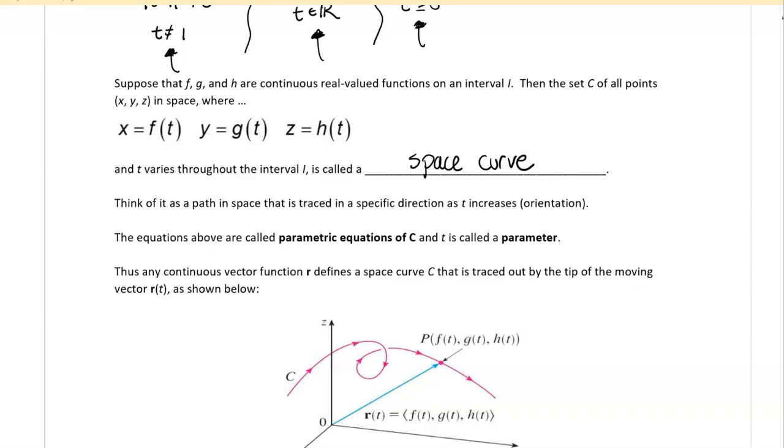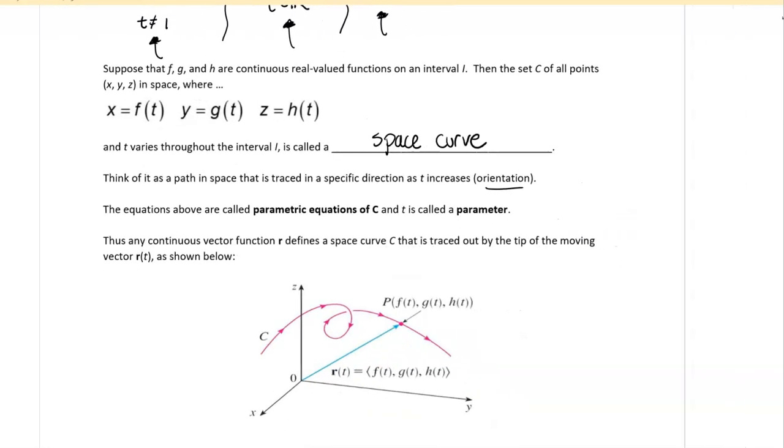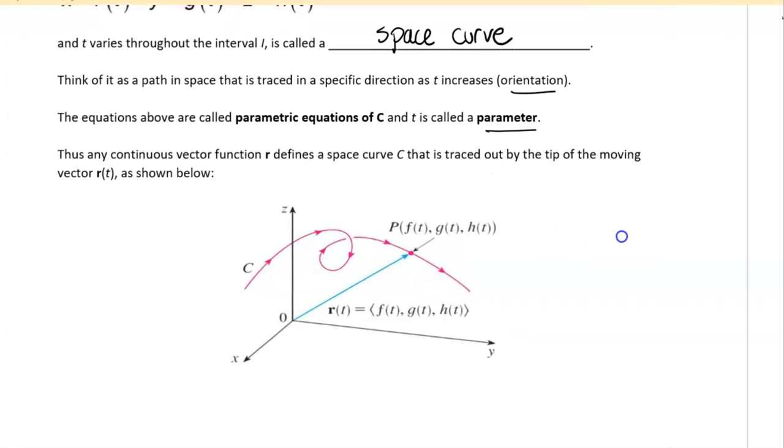So think of this as a path in space that is traced in a specific direction as t increases, our orientation. The equations above are called parametric equations of c, and t is called the parameter. Thus, any continuous function r defines a space curve that is traced out by the tip of the moving vector r of t as shown below.